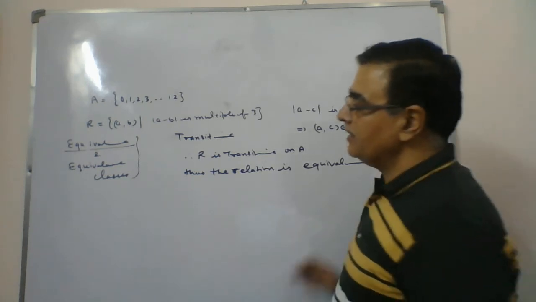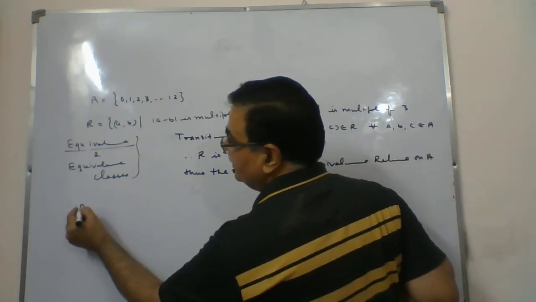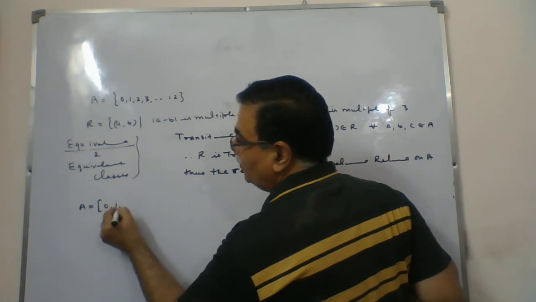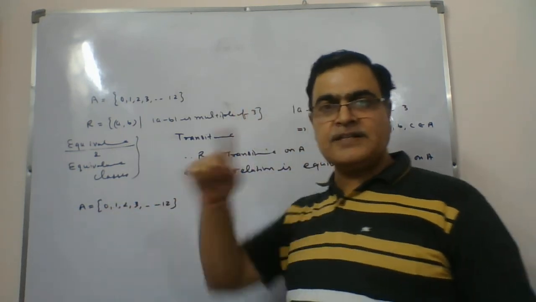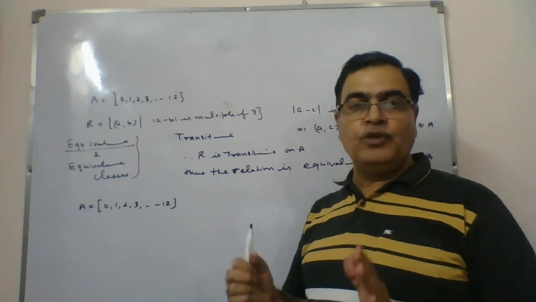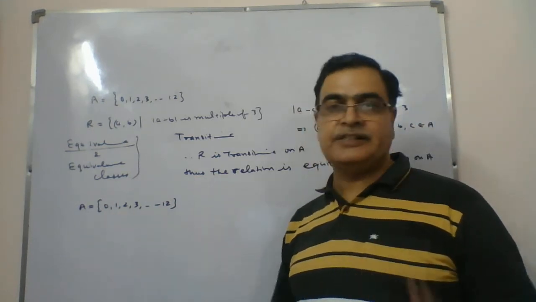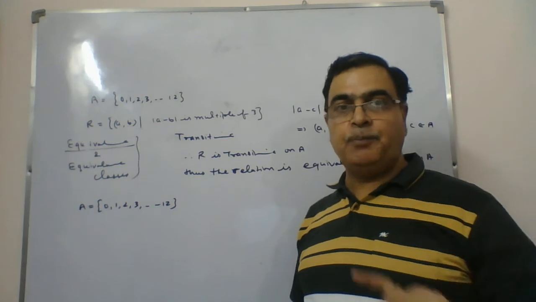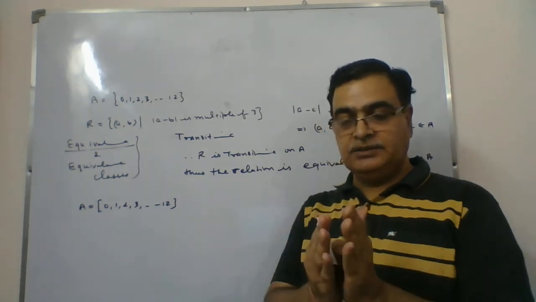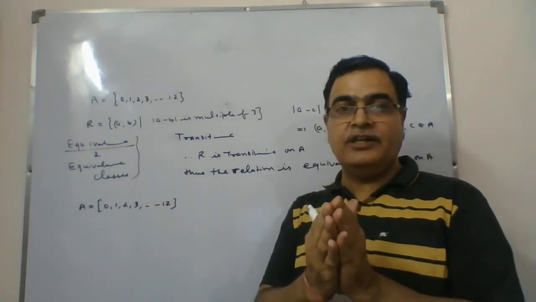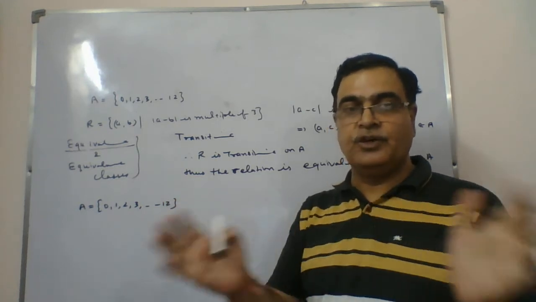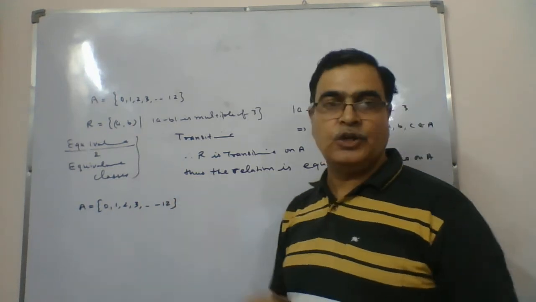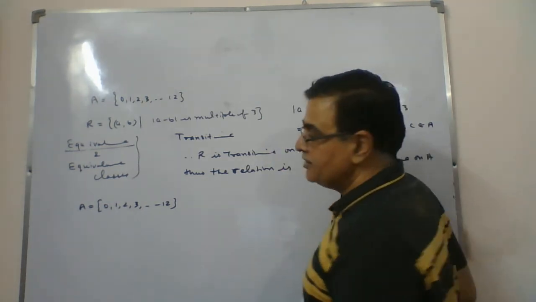In equivalence classes, what should I do, just check here. We have the set A with elements 0, 1, 2, 3 till 12. Just like in the previous question, we are going to partition this set now, in such a way that whatever elements you are taking should relate among themselves. For example, first start with 0. Find out how many elements relate with 0.